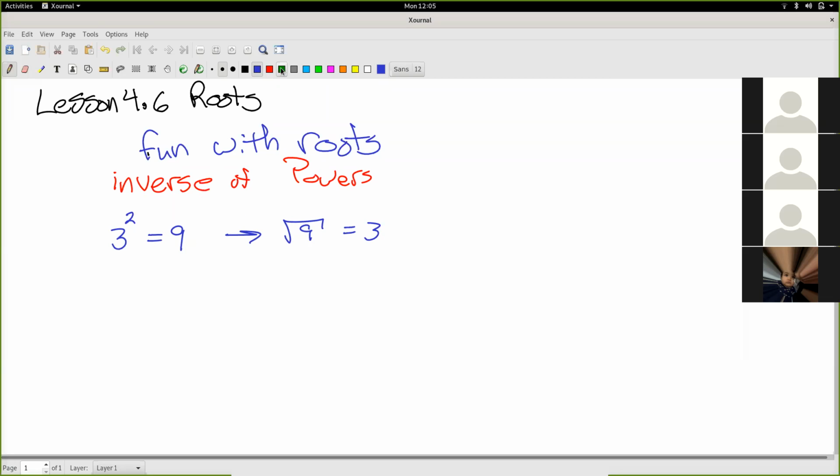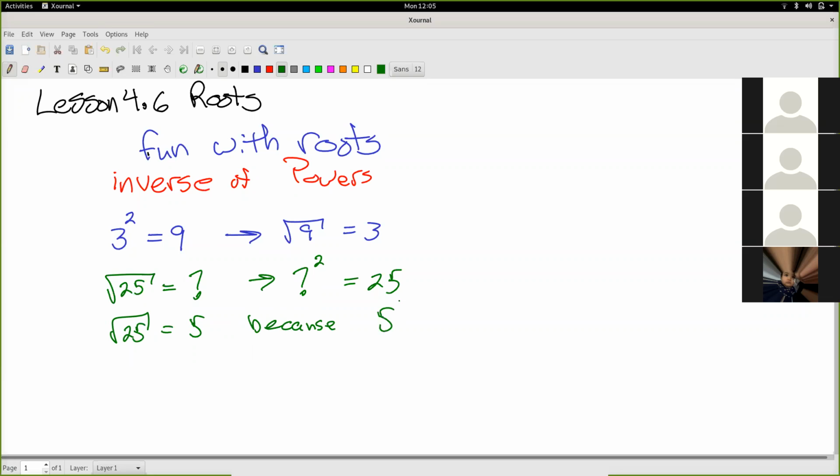If I go starting the other direction and start off with, say, the square root of 25, then the answer is going to be whatever number I can square to get 25. Sometimes we can look at these numbers and say, oh yeah, I remember 5 times 5 is 25. So the square root of 25 is 5 because if we take 5 and square it, we get 25.